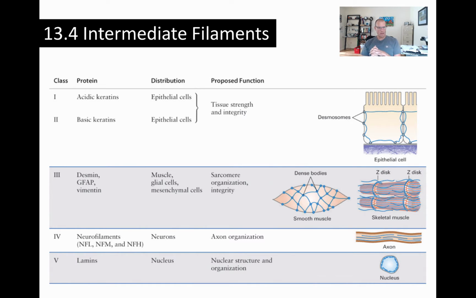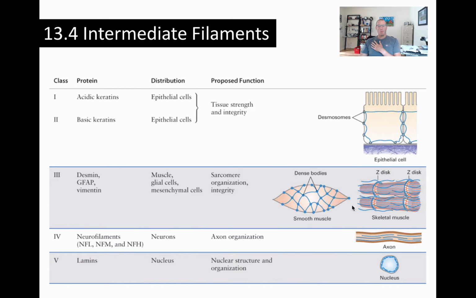Class 1 are acidic keratins, and Class 2 are the basic or neutral keratins. And proteins in Class 1 and Class 2 of the intermediate filaments make up the keratins that are found in the epithelial surfaces that cover the body and which line some of its cavities. You'll be intuitively familiar with the keratins in terms of skin structure.